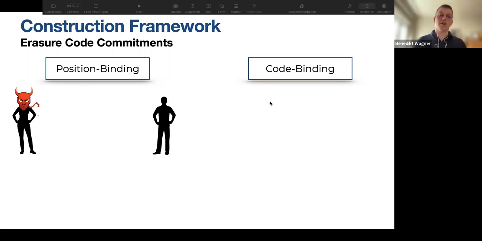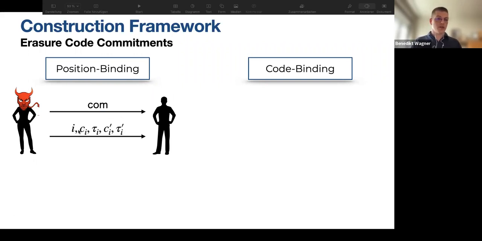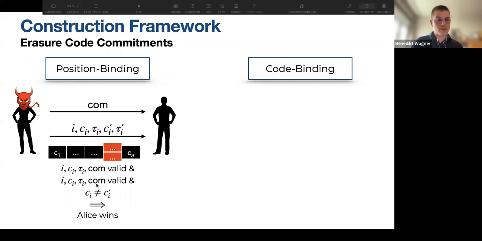So the first is position binding. You also have that in polynomial commitment schemes, where the adversary outputs a commitment and then he tries to open this commitment at one position i to two different symbols. So that looks something like this. The adversary tries to convince you that there's this code word that he committed to, but at one position he opens it to two different things. And this should not be possible. So the adversary wins when all openings are valid and the two symbols are different. This position binding is something you can easily achieve just using a Merkle tree, right? So this alone cannot be what we want.